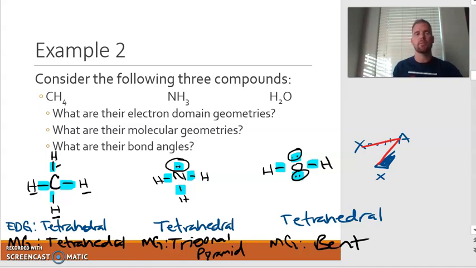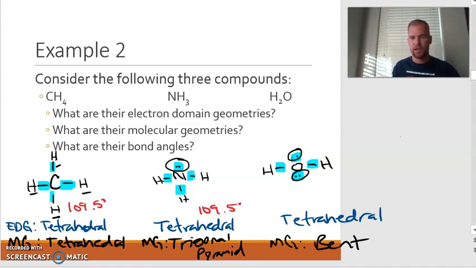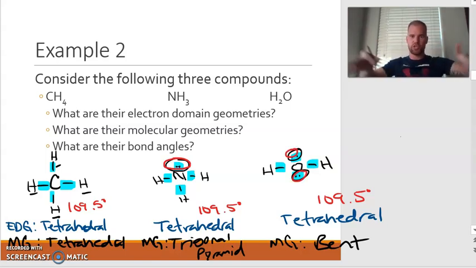So they all had the same number of electron domains, but their molecular geometry is differing because they have different numbers of lone pairs. Finally, what are the bond angles? Well, the bond angle for tetrahedral, remember, is 109.5 degrees. So this is 109.5 degrees, this is 109.5 degrees, and this is 109.5 degrees. The bond angle will come from your electron domain geometry, and they're all tetrahedral. But we have a lone pair here, and we have lone pairs here, which are actually going to end up squishing our atoms.